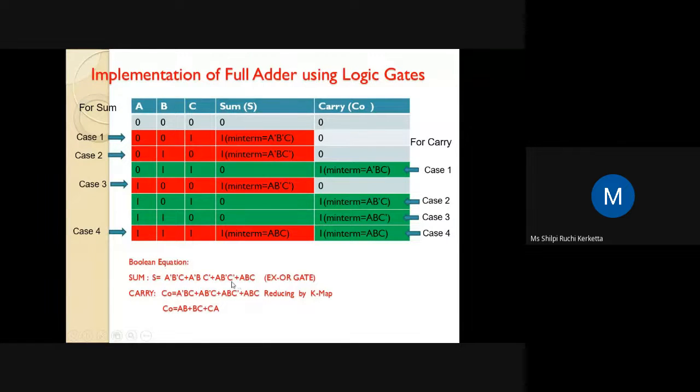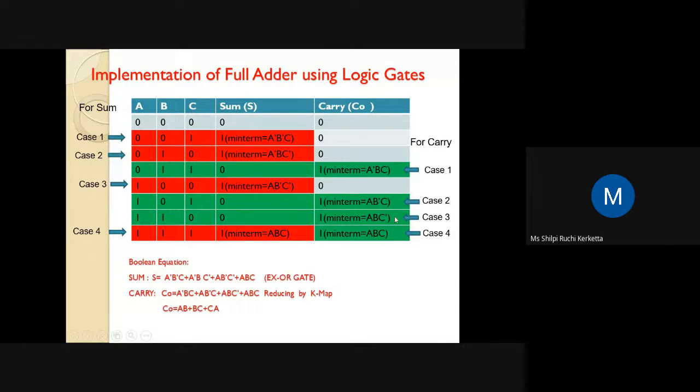Okay. And for this carry part, we will see all the min terms. So here we are getting a 1. So we will see the inputs. What is the input for this 1? So we will see as 0, 1, 1. So it can be written as a bar into b into c. This is the second case where we are getting 1. So we will see all the input. It is 1, 0, 1. It means a into b bar into c.